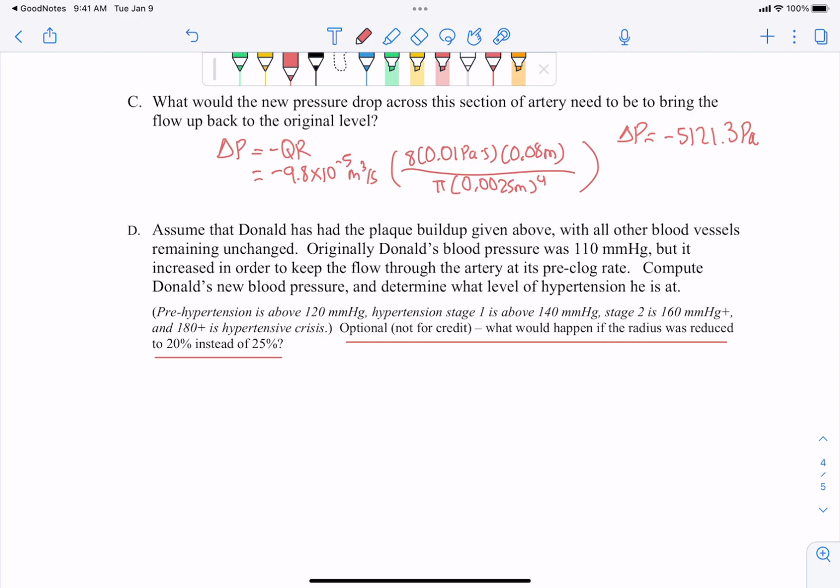Okay, so it says, assume that Donald has had the plaque buildup given above, with all other blood vessels remaining unchanged. Originally, his blood pressure was 110 millimeters of mercury, but it increased in order to keep the flow through the artery at its pre-clog rate. Compute Donald's new pressure, and determine what level of hypertension he is at.